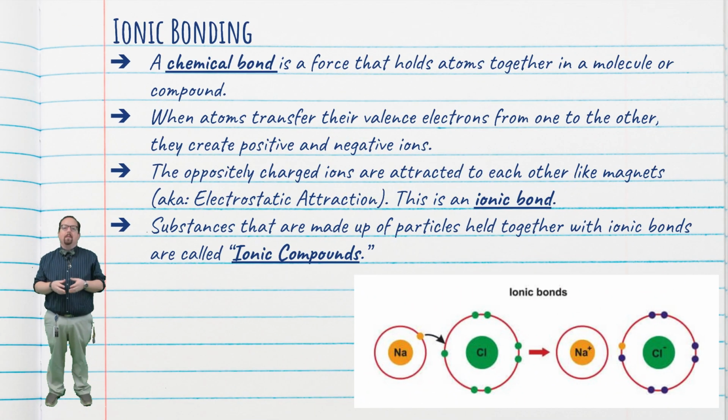So here we are, ionic bonding. Any chemical bond is just a force that holds 2 atoms together in a molecule or compound. When one atom loses an electron, it gives it away to another atom which gains it. This creates a positive and negative ion. Those oppositely charged ions attract to each other like magnets. This magnetic attraction, or electrostatic attraction, is called an ionic bond. Substances that are made up of particles held together with ionic bonds are called ionic compounds.